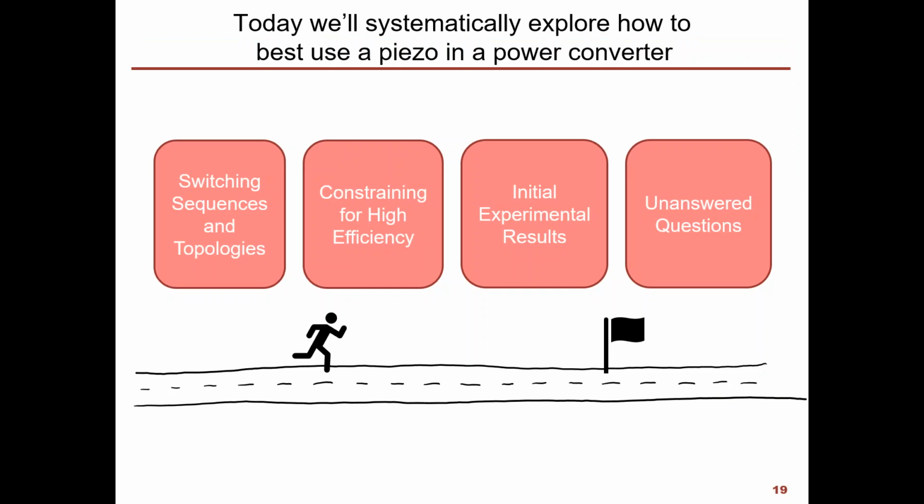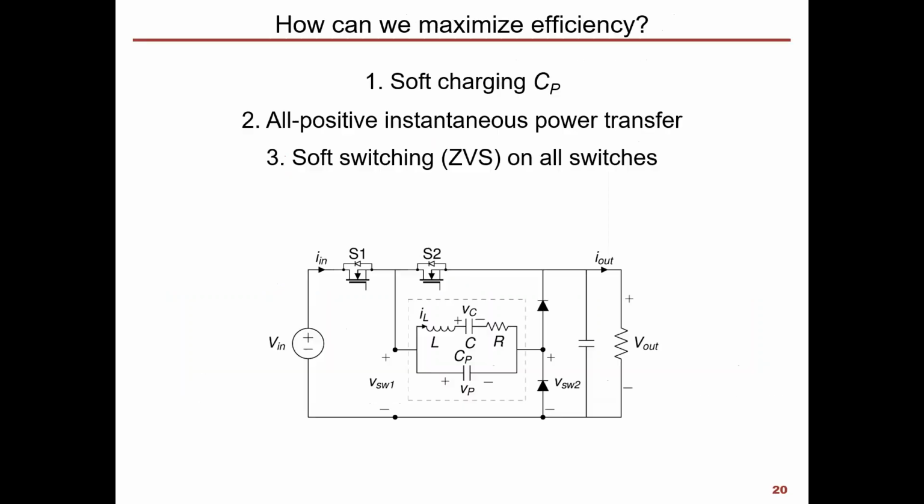So from here, we've listed out all the possible switching sequences and topologies we could use for a piezo-based converter. But now we'd like to constrain those for highest efficiency. That's what's going to make them competitive at high power densities, especially with other designs. Now, efficiency is typically the biggest constraint when we're choosing a topology. So we might like to constrain for additional behaviors besides soft charging.